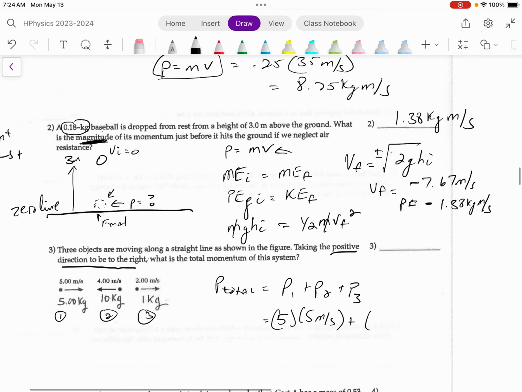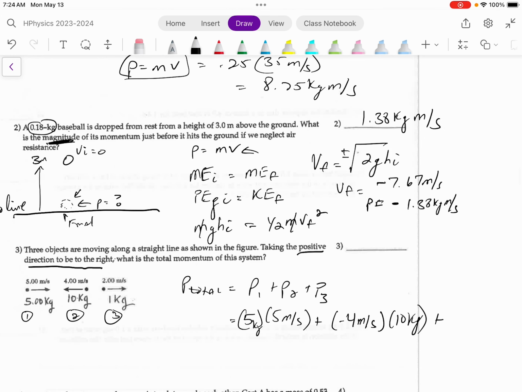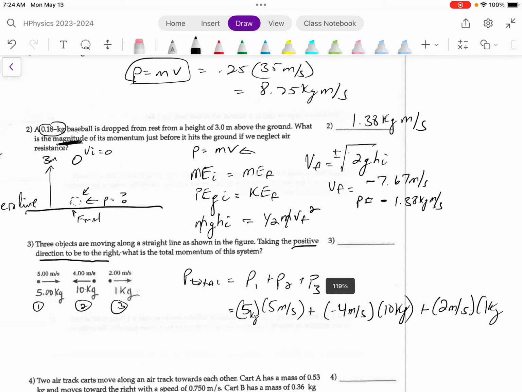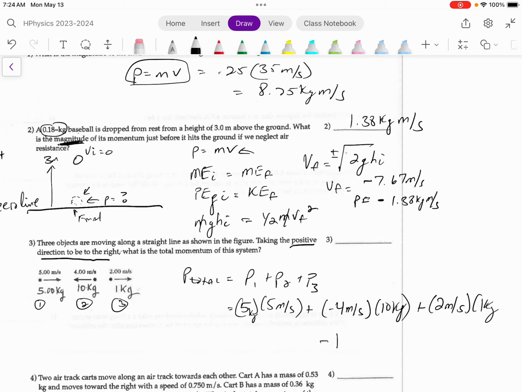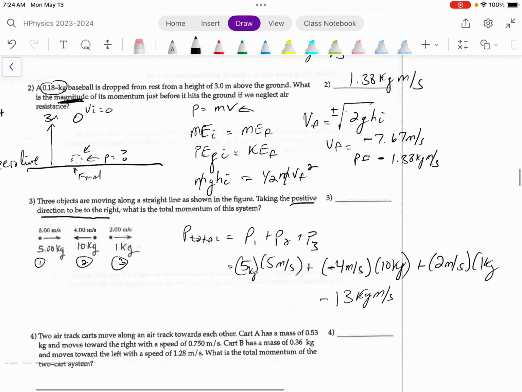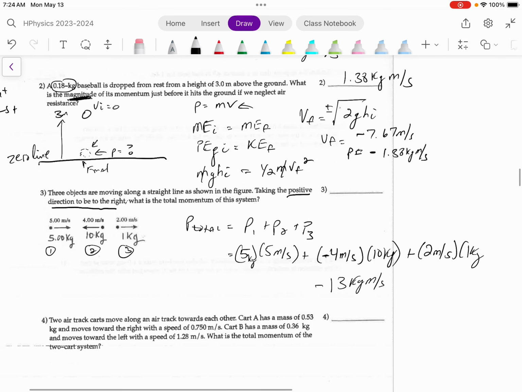Plus momentum 2. Since it's traveling to the left, it's negative 4 meters per second times its mass, which is 10 kilograms. And then I have to add the momentum of object 3, which is 2 meters per second times 1 kilogram. If you do that correctly, you will get negative 13 kilogram meters per second. That is because object 2 has more momentum than 1 and 3 combined.